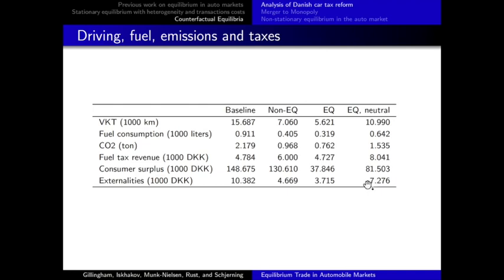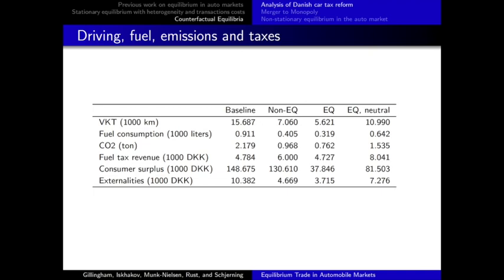Then we also calculate externalities based on the world market price for CO2, and we multiply that with the CO2 and the number of kilometers. There are also values assessed for congestion externalities. All this is in here. So if you combine it, what you see is a huge reduction in consumer welfare from this reform, even though it's supposed to be better. And the welfare from externalities is only dropping by 3,000. So here, it's really not a good suggestion to do that.